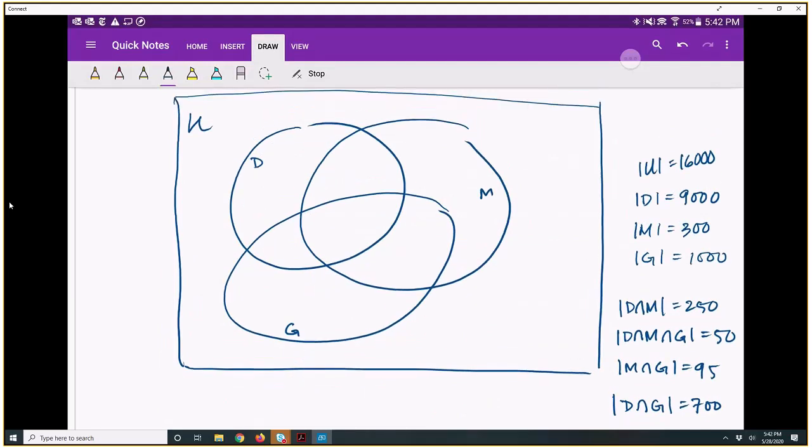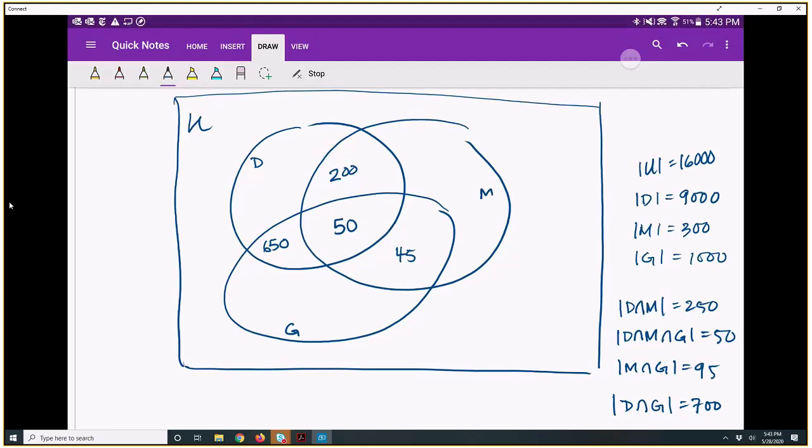So if I wanted to start filling this in on my diagram, I'd start here. This piece is the intersection of daytime students, math majors, and graduate students, and we know that that's 50. I know that the total intersection of daytime students with math majors is 250, so that means this should be the remaining 200 students. The total intersection of graduate students with math majors is 95, so this should be the remaining 45 graduate math majors. And similarly, the total number of daytime graduate students is 700, so this should be the remaining 650 of those. And by the same process, I can fill in the other numbers here.